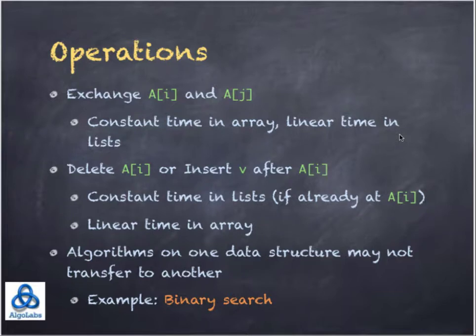On the other hand, if we want to update the list by deleting or inserting a value, as we saw, in an array this is expensive because we need to make space or contract it, whereas in a list representation we can just do local operations and do it very fast if we are already at the position i.